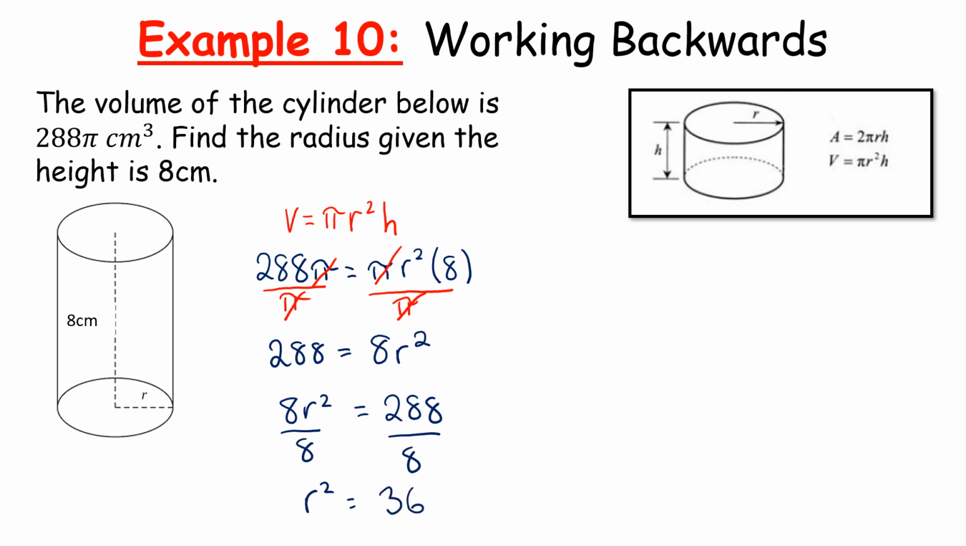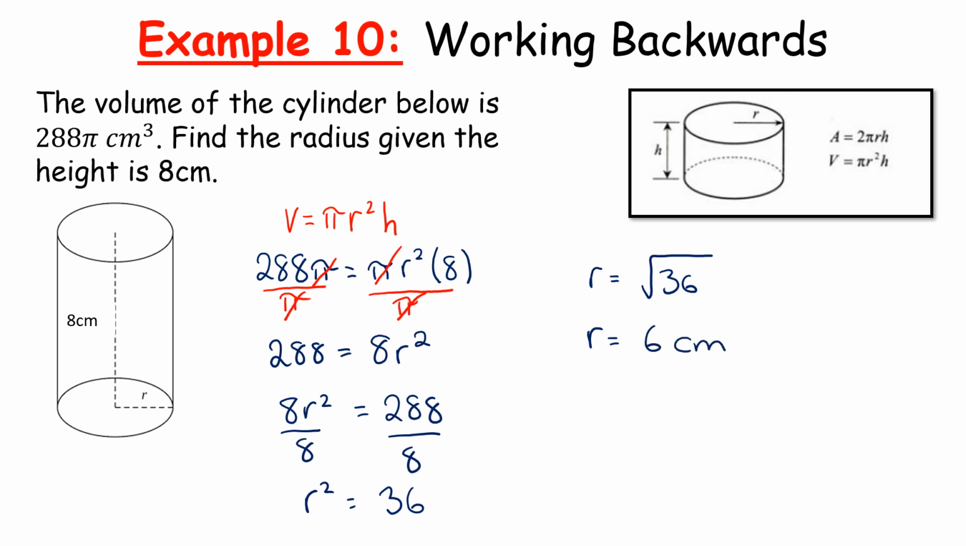That kind of makes sense. They didn't ask us to do any rounding, so we are expecting a perfect square there, which 36 is. So we get the square root of 36. Perfect square means that we'll get an answer without decimals for this, and we get 6 centimeters.